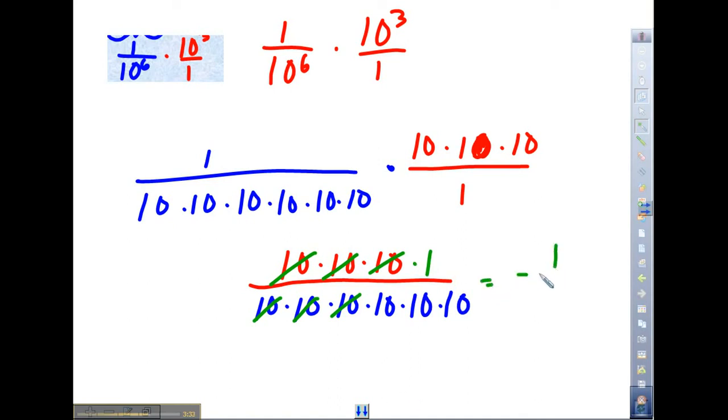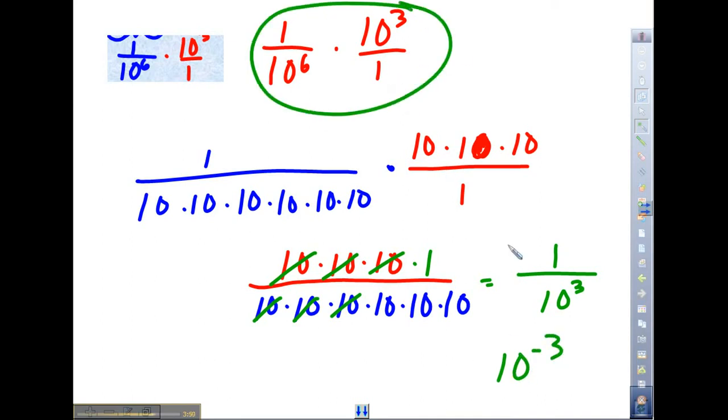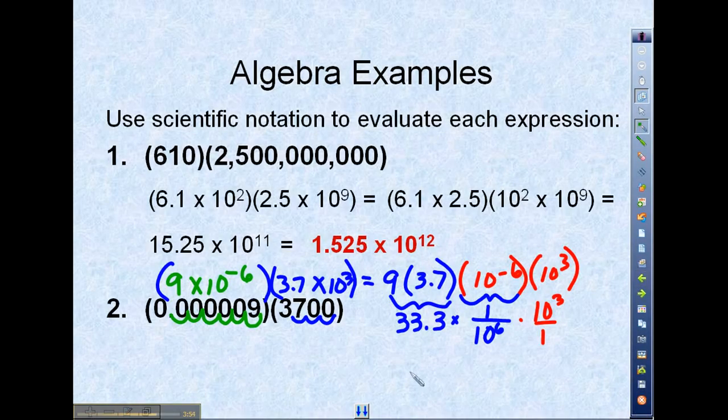So you wind up with 1 over 10 to the 3rd power, which if we convert that back and make it look like scientific notation, isn't that the same as 10 to the negative 3 power? So all of this business here is the same as 10 to the negative 3 power. So let's go back to that original slide here. This becomes 33.3 times 10 to the negative 3rd power.